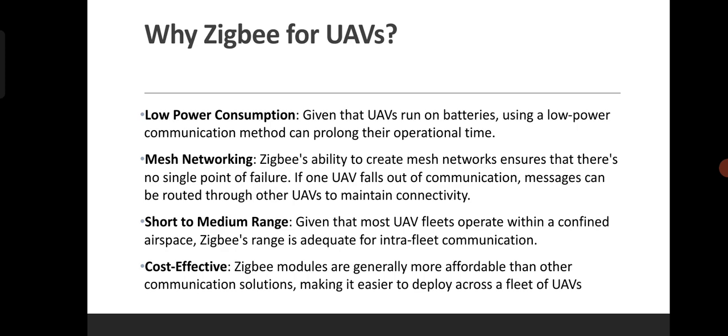Mesh networking: Zigbee's ability to create mesh networks ensures that there is no single point of failure. If one UAV falls out of communication, messages can be routed through other UAVs to maintain connectivity. Short to medium range: given that most UAV flights operate within a confined airspace, Zigbee's range is adequate for intra-flight communication. And cost efficient: Zigbee modules are generally more affordable than other communication solutions, making it easier to deploy across a fleet of UAVs.